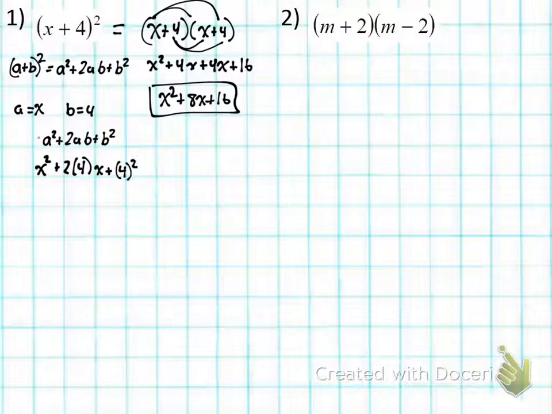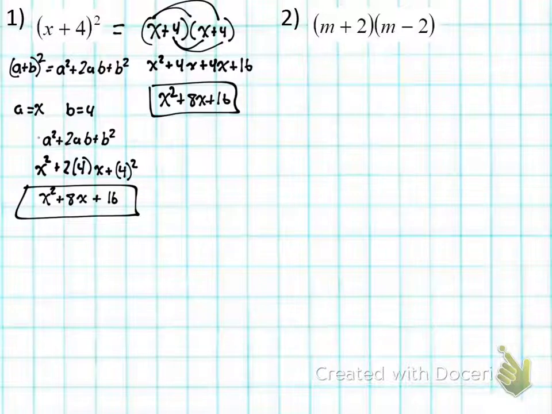A lot of this you can do in your head. x squared is just x squared. 2 times 4 is 8x. Put a plus sign there. And 4 squared is 16. When you get good at this, you could just jump straight to the answer. Isn't this the same answer I got before? Do you all see that? So would you rather do the shortcut or the long way? Raise your hand if you would still do the long way. Okay, that's okay.